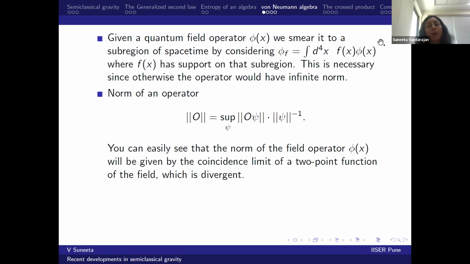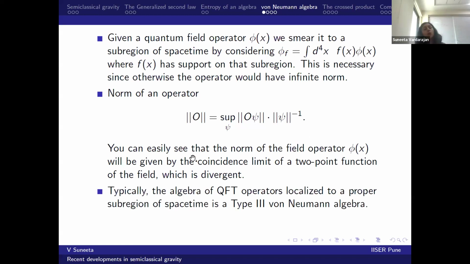This problem comes about because I'm considering the field phi of x. So in order to solve the problem, I will consider these smeared fields, which are smoothened out by integrating them over a subregion of spacetime. I have to do this in order for the norm to be finite. Now I will take these functions f of x in the smearing to have support on only the right exterior of the Schwarzschild spacetime. So they are zero everywhere else. They are only non-zero inside the right exterior.